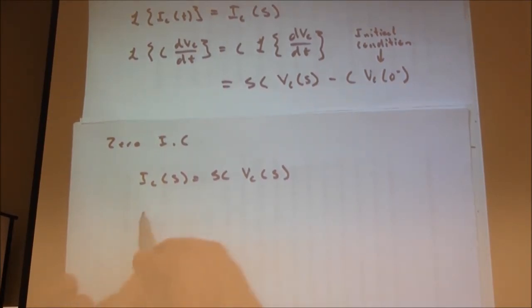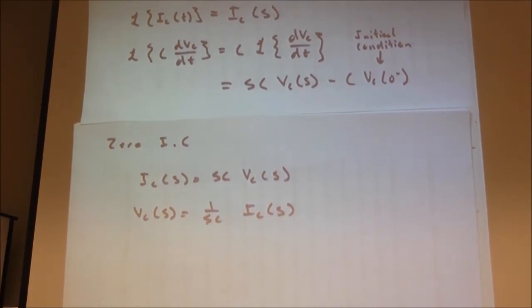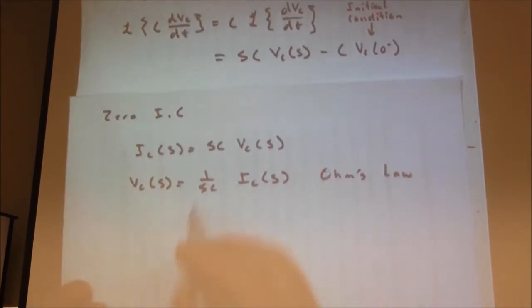Maybe I should write it differently. VC of S equals 1 over SC IC of S. What does that look like? Very first equation we ever talked about. That's Ohm's law in the S domain. And lo and behold, I did not lie to you. That's ZC equals 1 over SC. V equals IR, right? So there's our 0 initial condition.